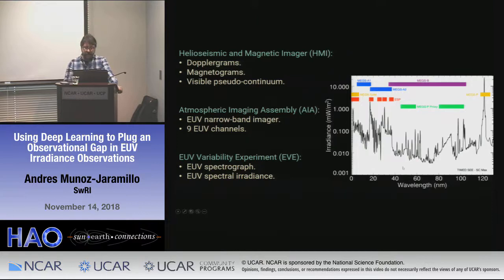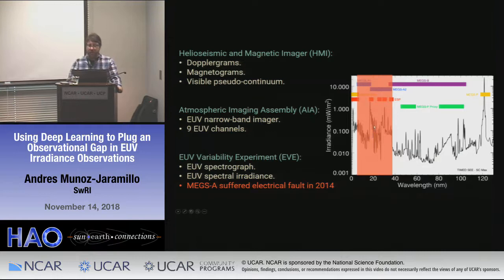And here you have in this plot a measurement of the EUV spectrum. On the x-axis you have wavelength, on the y-axis you have irradiance. And here you have the different EVE modules that are mapping different parts of this spectrum. In 2014, this instrument dies. And so you can see here that we basically lost access to one of the biggest, most energetic parts of the spectrum from the point of view of the irradiance that we get and absorb here on Earth.